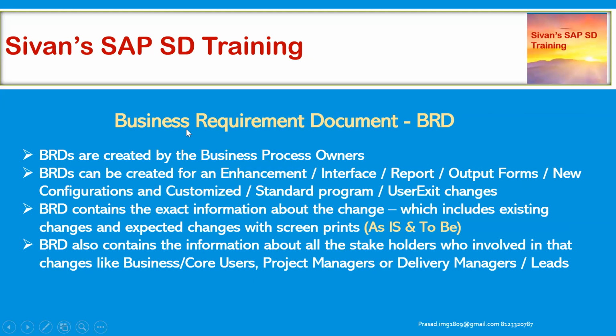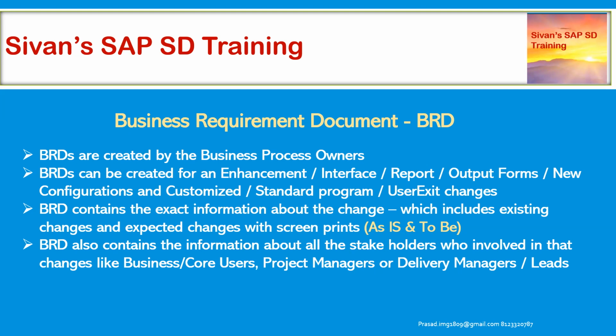For that also, we will receive the business requirement document. The BRD contains the exact information about the change, which includes existing changes and expected changes with the screen prints, as is and to be. So they will prepare this is the one which is required as an existing one, and then these are the things which we are expecting from you people to implement the change.